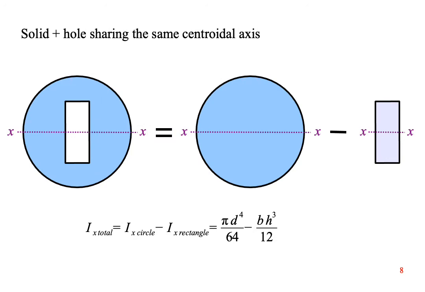If the shape is hollow, and the hole shares the same neutral axis as the overall solid shape, then you can subtract moments of inertia. Here, the circle and the rectangle share the same neutral axis.